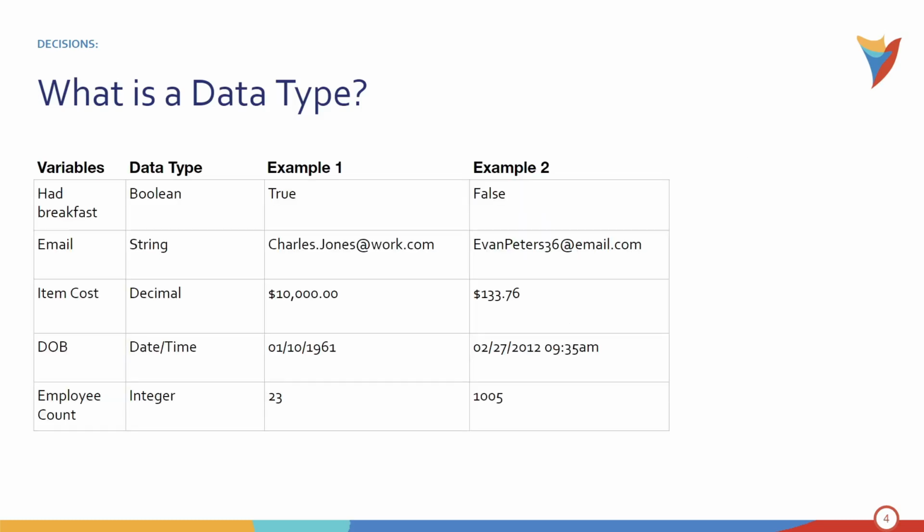Let's take a look at an example. You can see in this example, data types are selected to match the value entered into them. True and false as Boolean, email as a string, currency as a decimal, a birth date as a date time, and a whole number as an integer. Matching appropriate data types to their variables is important in ensuring your application has all the functionality you want.